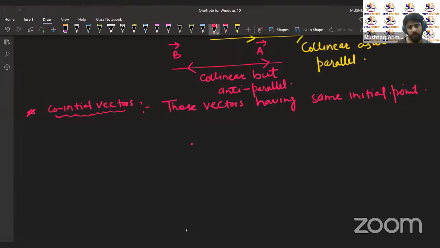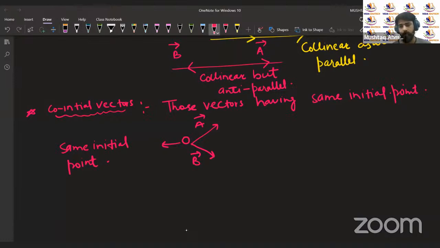Like this, suppose we have vector A here and vector B here. And this is the point O. So this point O is the same initial point for both vectors A and B. We can call these two vectors co-initial vectors, meaning the starting point of both the vectors is the same.